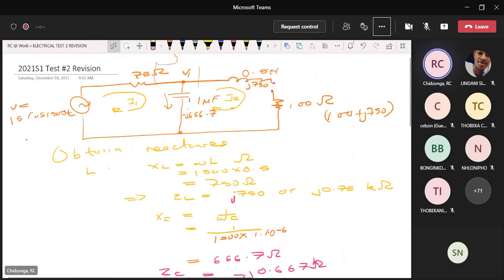And then when you come to the capacitor, when you're doing this loop, current I2 is going up and I1 is going down. So the net current in the direction of I2 is I2 minus I1.